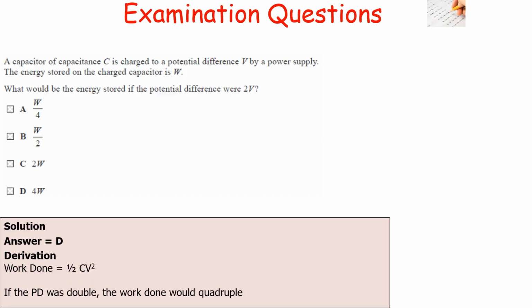Right, the answer here is D, because from our equation book, the work done on a capacitor, the energy stored, is equal to a half times capacitance times the potential difference or voltage squared. So if the potential difference was doubled, it becomes 2V, and it's V squared in the equation, well, the work done must quadruple. So our answer is D.